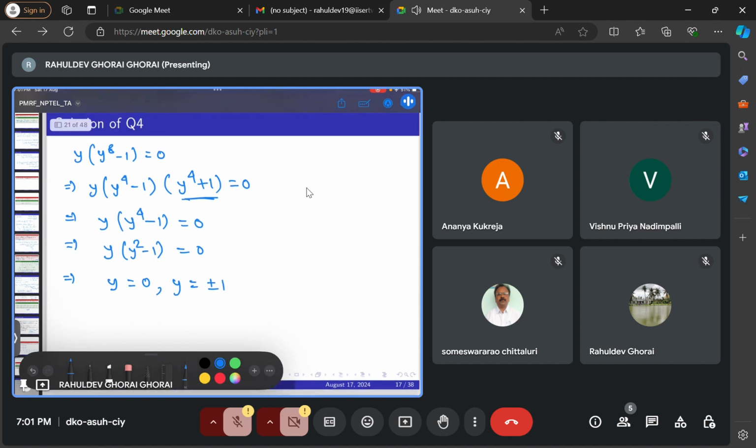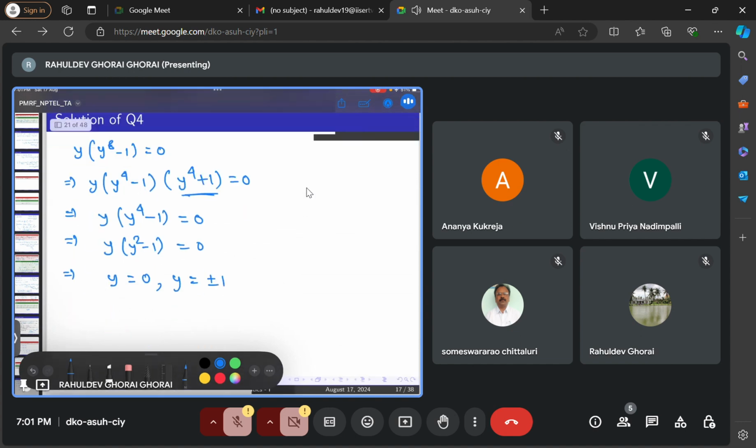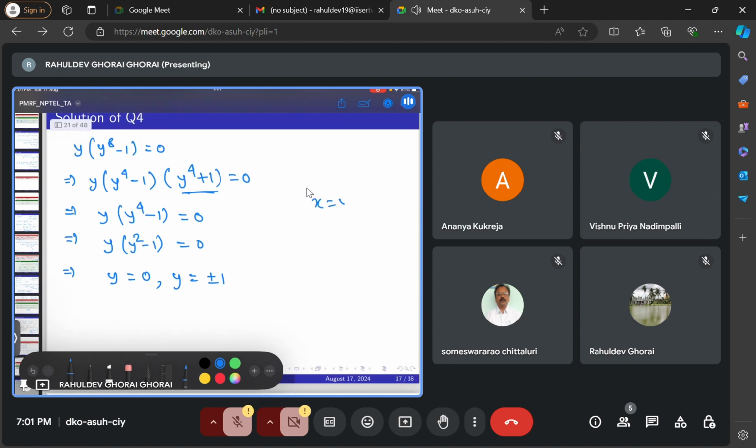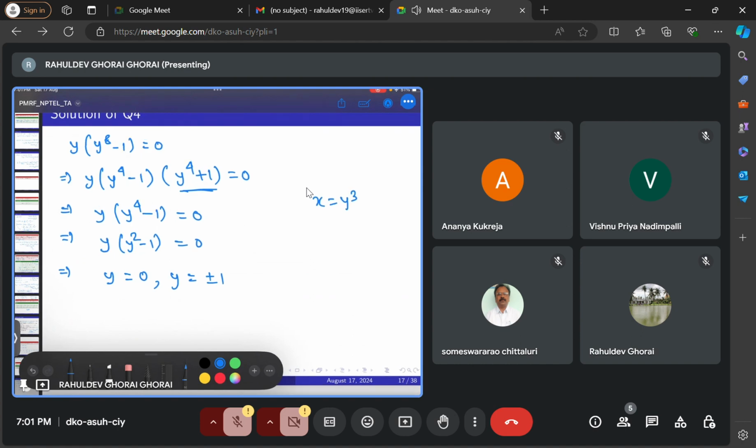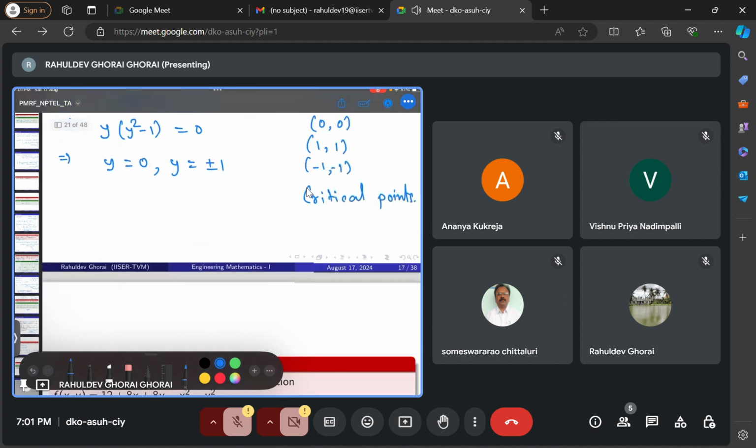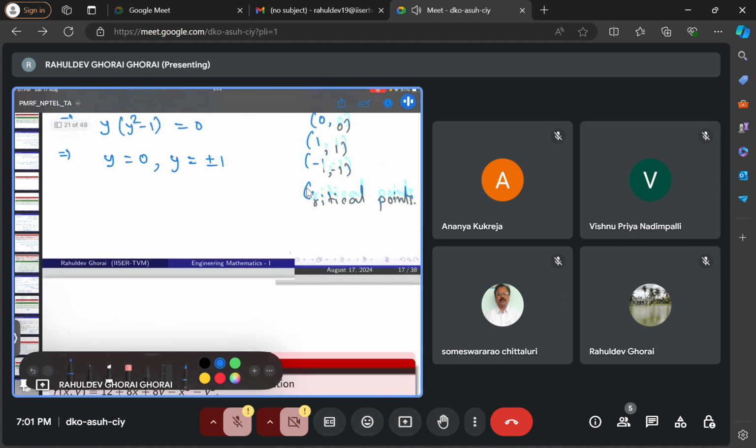And when y equals 0, then x will be equal to 0, because we have x equal to y cube. From there, when x equals 0, y equals 0. And when x equals 1, y equals 1. When y equals minus 1, x will also be minus 1. So the points are (0, 0), (1, 1), and (minus 1, minus 1). All are critical points. So do you understand how one can find out the critical points of a function?